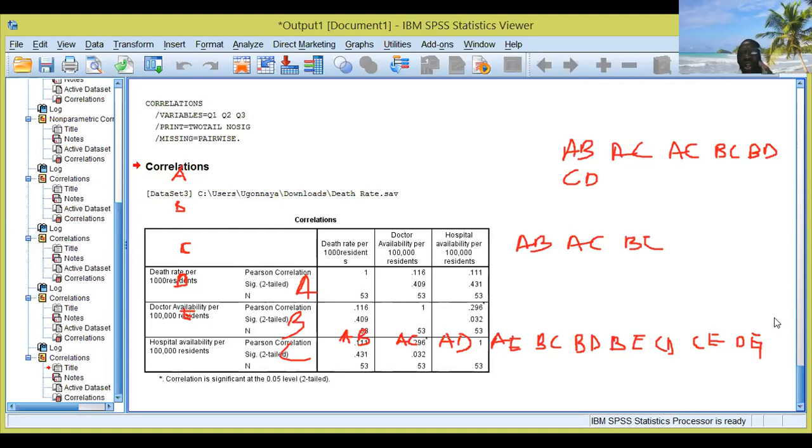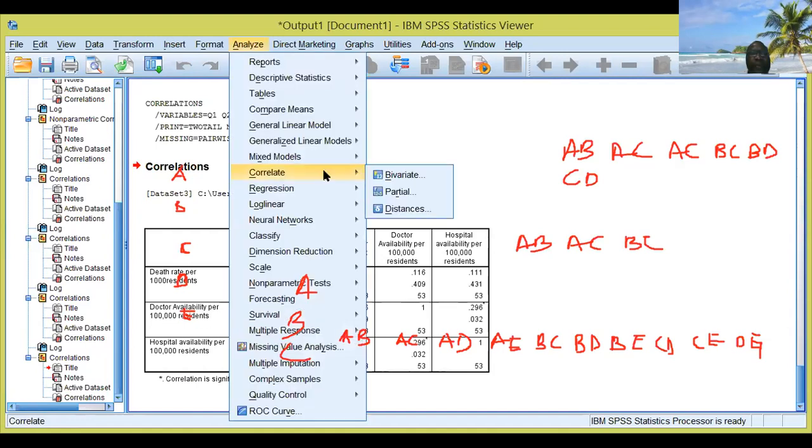The only thing I want you to do now is go to analyze, correlate, click on partial.